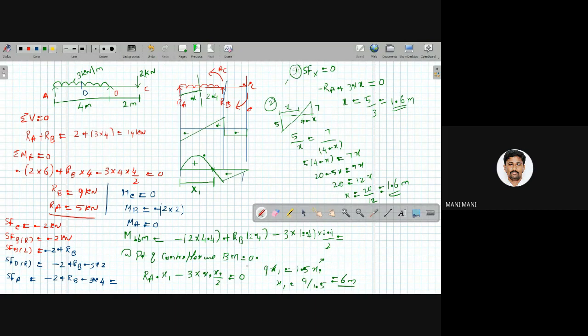So it also takes a positive or negative based upon the conditions. You will be having a hogging moment and sagging moment. That is, to the right of the section, clockwise, anti-clockwise, based on that you can write it any way. But the same concept has to be followed throughout the problem. That is the thing. Throughout the problem. Okay, yes, ma'am. Thank you.